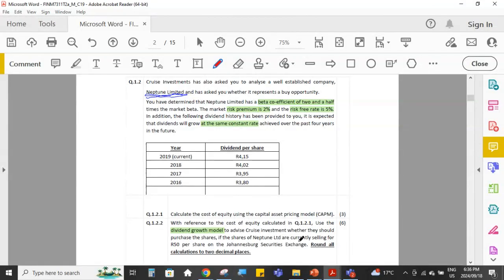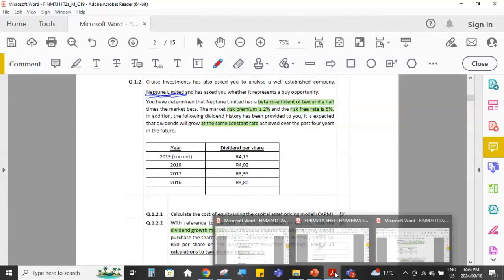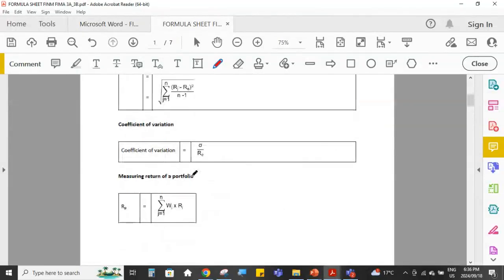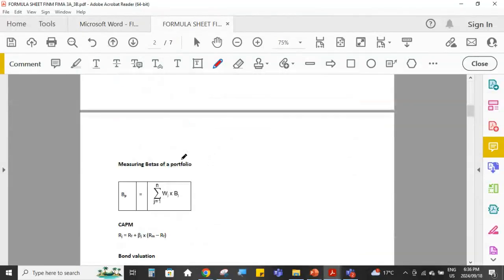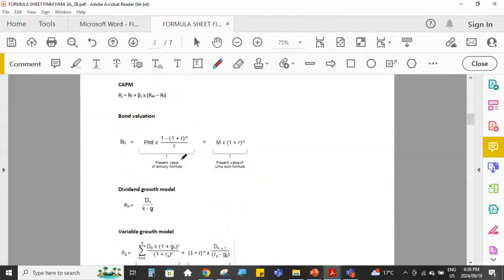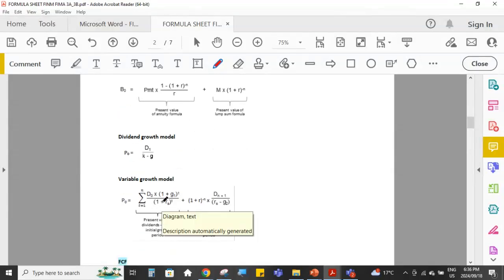So we're first going to check our formula sheet to see whether the CAPM formula and the dividend growth model formula are there, so that we know whether I have to memorize them or whether they will be on the formula sheet when I come to the exam. So this is page 2. There is the CAPM formula. Yay, they've given it to us. And here is the dividend growth model formula. They've given that to us as well.